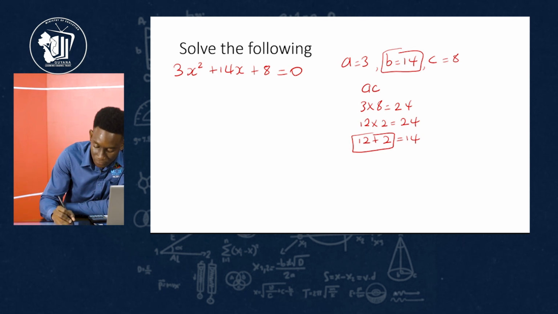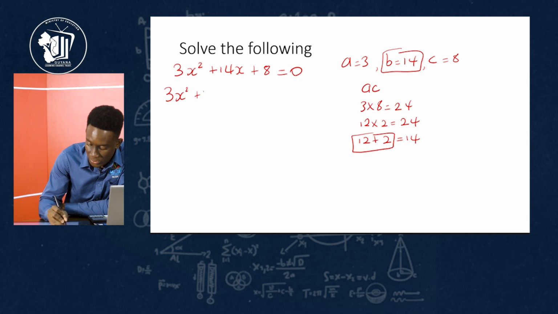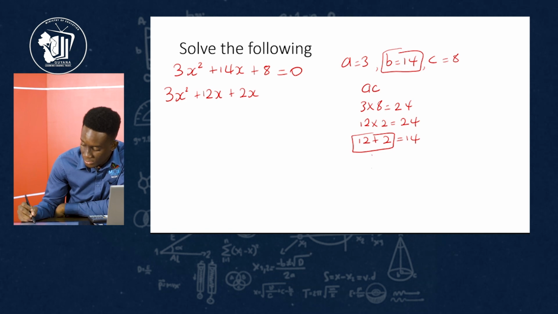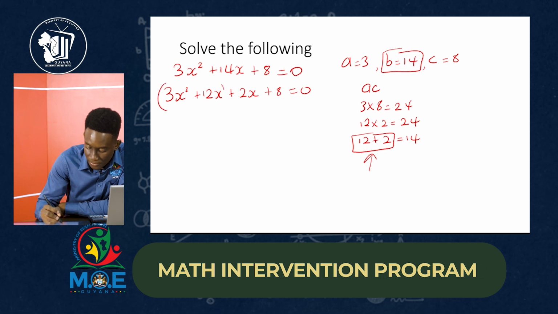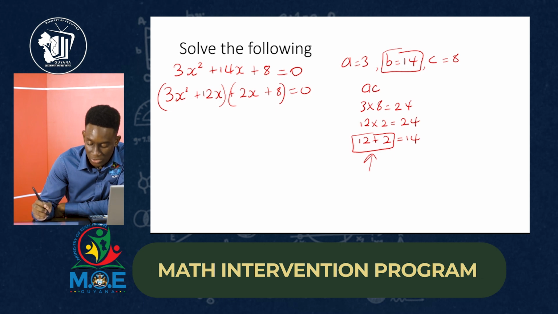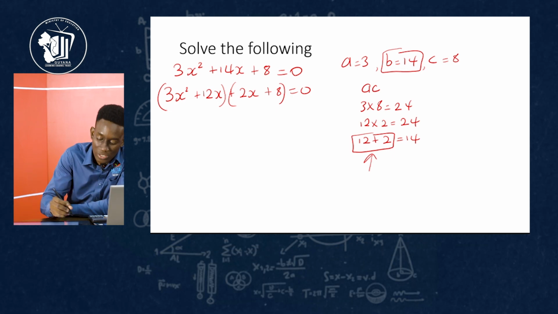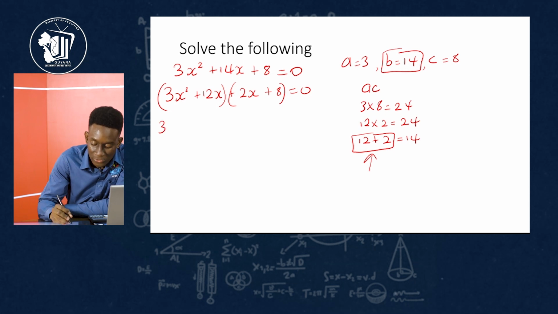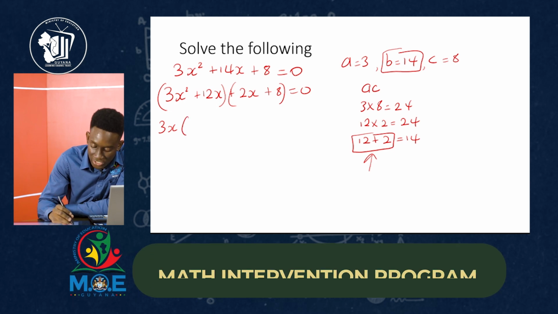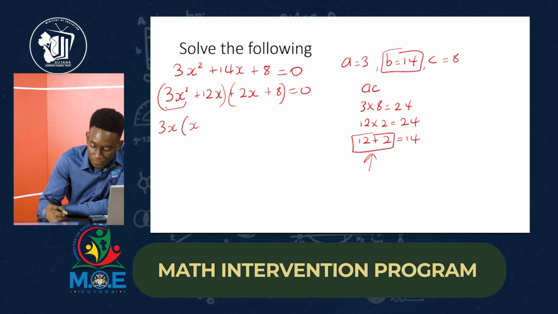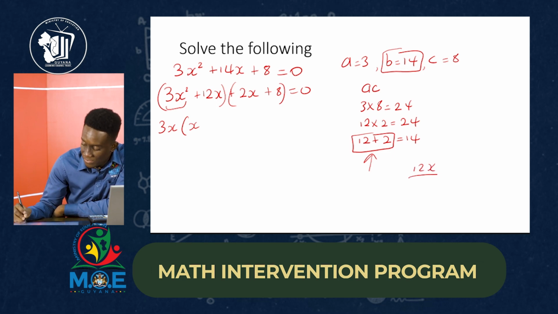So we'll have now 3x squared plus 12x plus 2x, because that is what we're replacing, plus 8 is equal to 0. So we pair off, and then we have two simple brackets to factorize. We look at the first bracket, 3x squared plus 12x, and we see the highest common factor between 3 and 12 would be 3, and the highest common factor between x squared and x would be x. So we factor out the 3x, and from the first term we're left with simply x. When you factor out 3x from 12x, we are left with 12x divided by 3x.